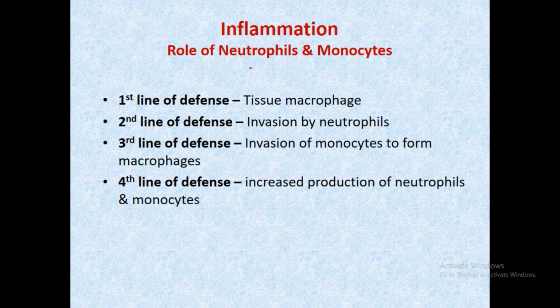So I already covered this. First line of defense is the tissue macrophage. Second line of defense, invasion by the neutrophils. Third line of defense, invasion of monocytes to form macrophages. Fourth line of defense, increased production of neutrophils and monocytes. So these are the defense mechanisms which work inside our body.